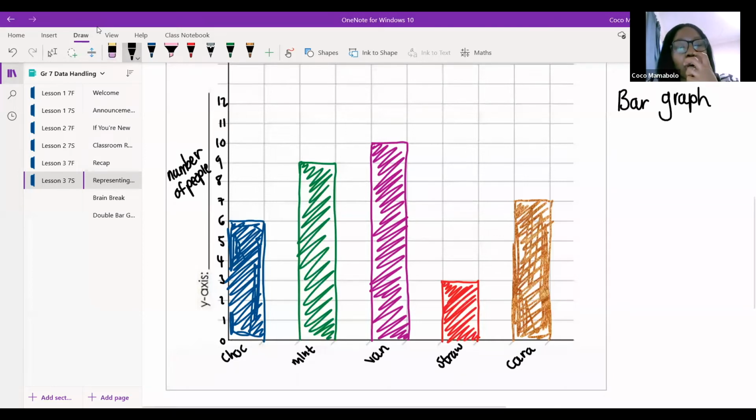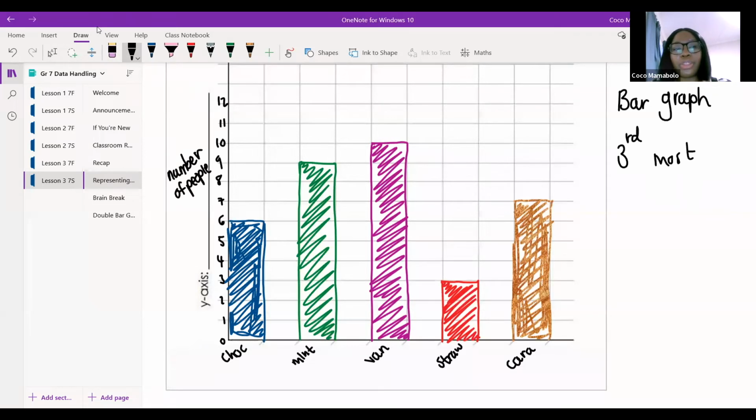Okay, now that I'm looking at this, I can easily look at my graph and I can ask you guys, which is the 3rd most popular flavor? Which is the 3rd most popular flavor of ice cream? What are you guys going to say? Tell me in the chat. Oh, we're getting some varying answers in the chat.